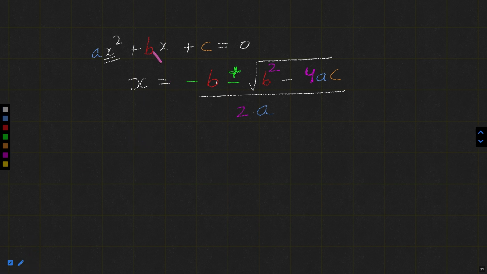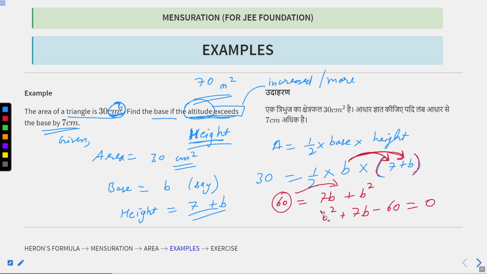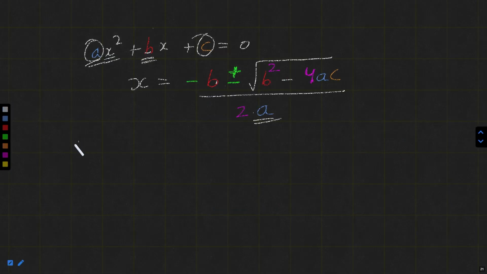So x is equal to minus b plus minus root b square minus 4 times a times c, all divided by 2 times a. I hope this is clear. So I am using it here. If you see b square plus 7b minus 60, we are given b square plus 7b minus 60 equals 0.